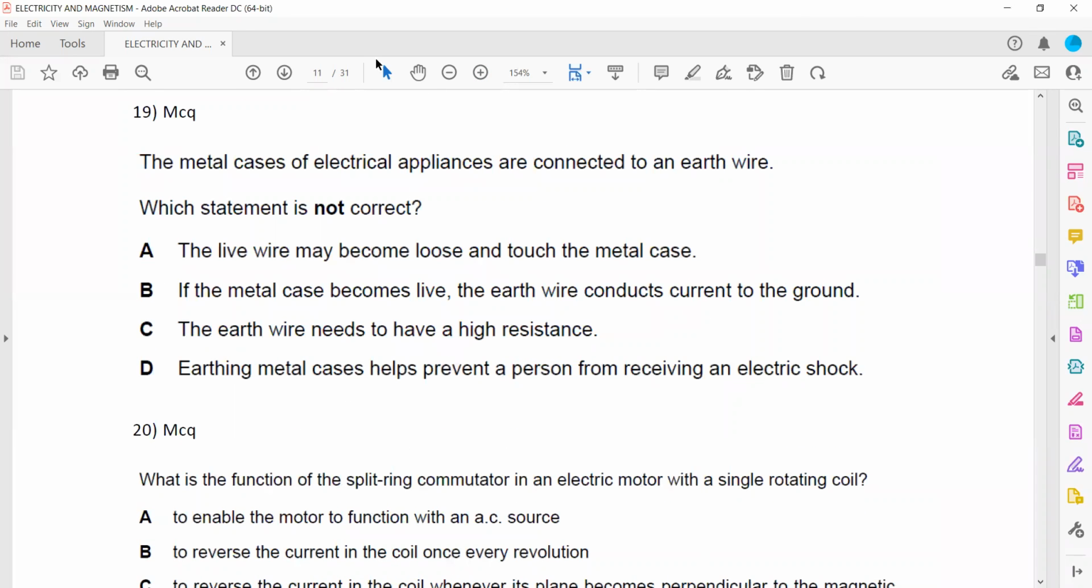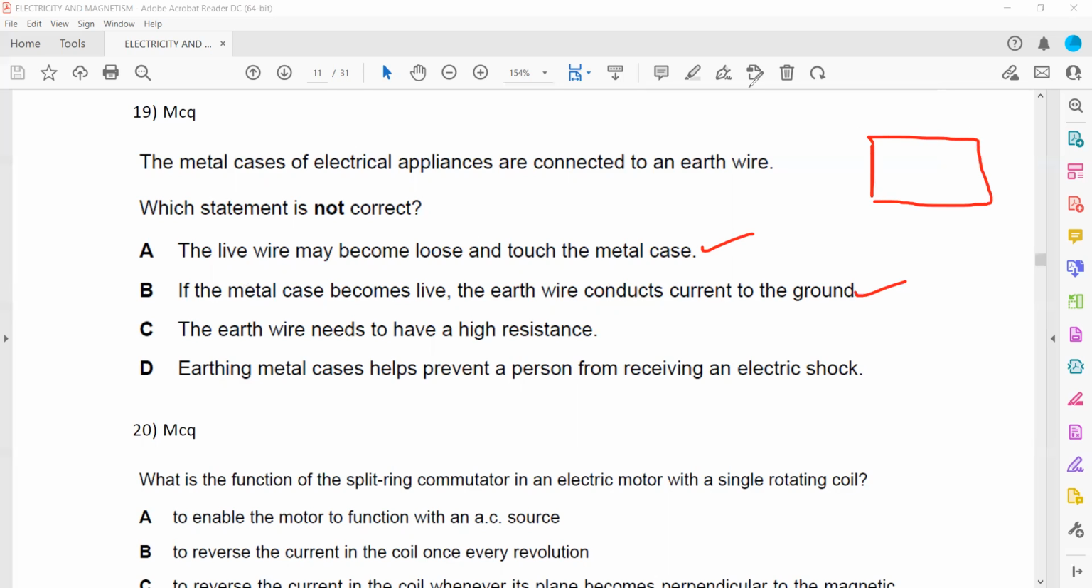The metal cases of electrical appliances are connected to earth. Which statement is not correct? What is the purpose of the earthing wire? The earthing wire is mainly used for the safety of the person, the operator. The live wire may become loose and touch the metal case. That is a possibility. If the metal case becomes live, the earthing wire conducts the current to the ground. That's also true.